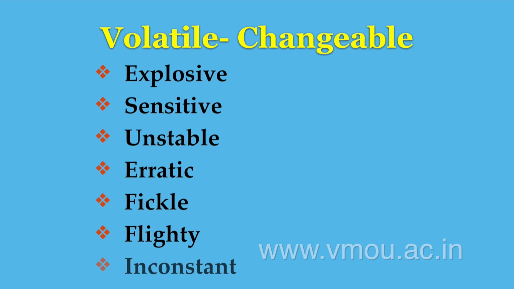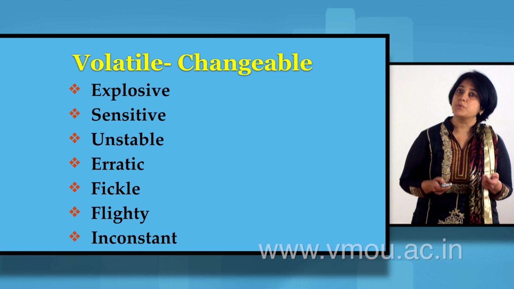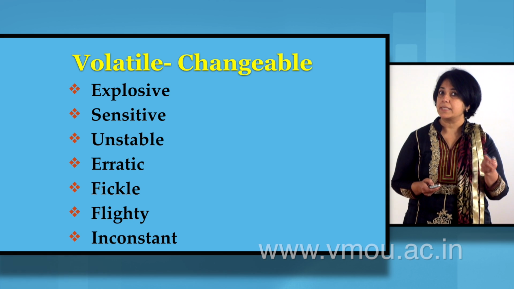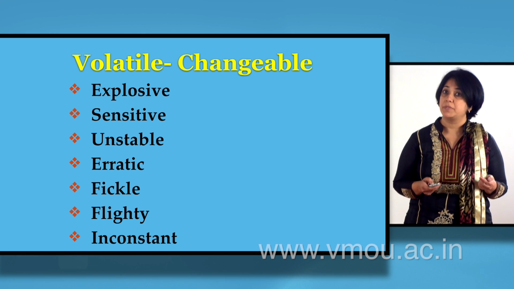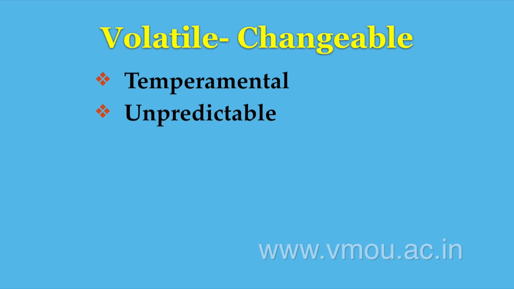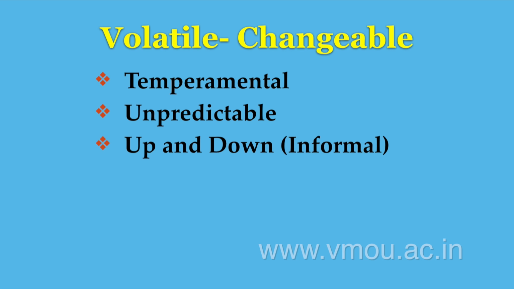flighty or inconstant. Now, for a learner who is given to second language learning, keeping these things in mind would be very difficult. But if we do it with a context at the backdrop, it would be very easy. Let's see if we could keep some other words in our mind. Anything which is changeable is temperamental, which is changeable is unpredictable. In a very colloquial manner, in a very informal manner, anything which shoots up or shoots down very frequently is volatile.